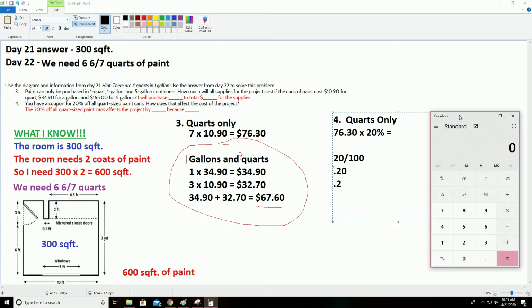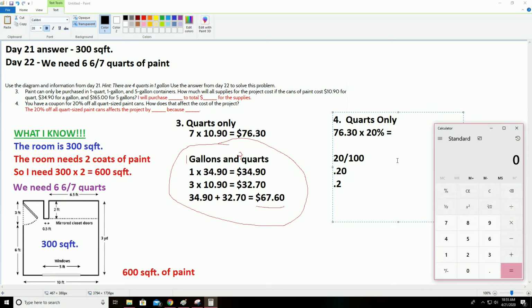And most calculators do that. I feel like I've seen this one do it before, but maybe it hasn't. Anyway, let's go here and calculate this. $76.30 times our discount. So our discount, they're giving us 20% off.